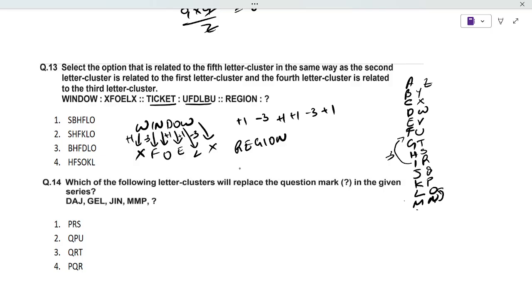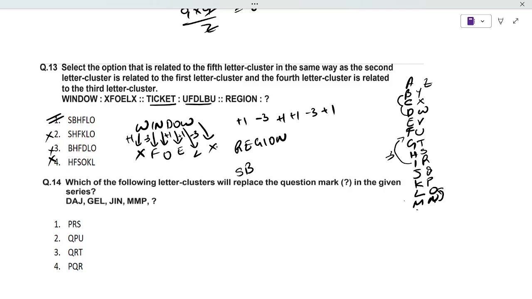R plus 1 is S. So we can omit these two. We'll start from S. E minus 3 means 1, 2, and 3, so P. So this is omitted. So this will be the answer.